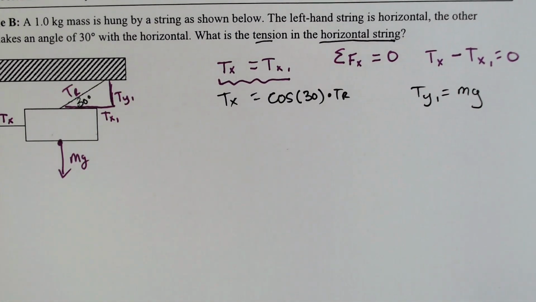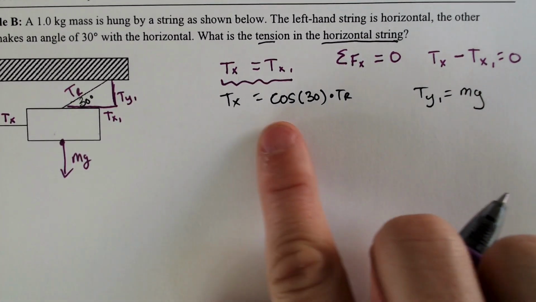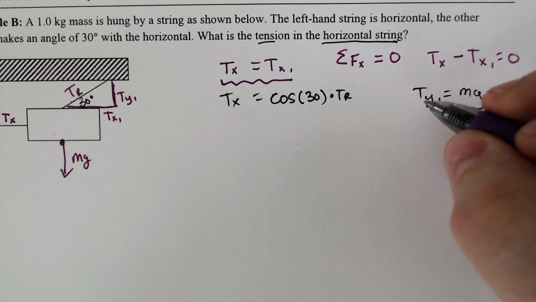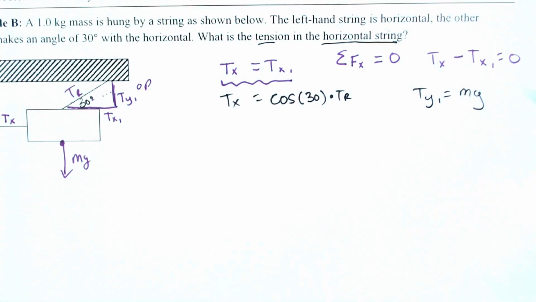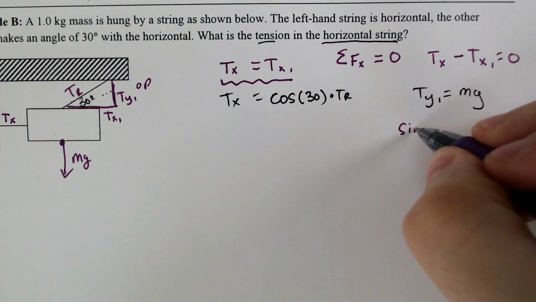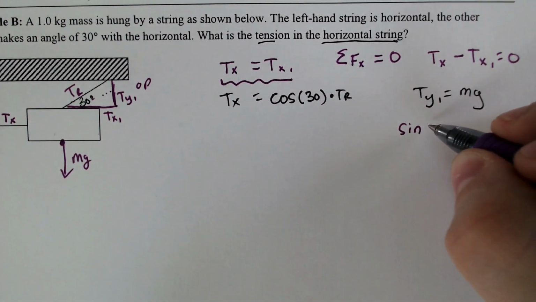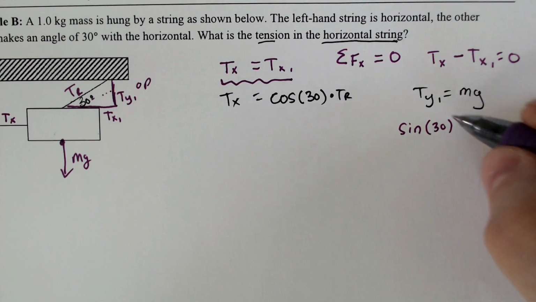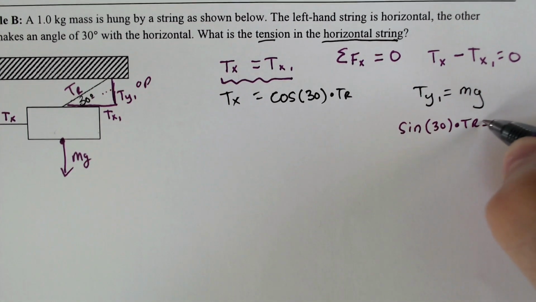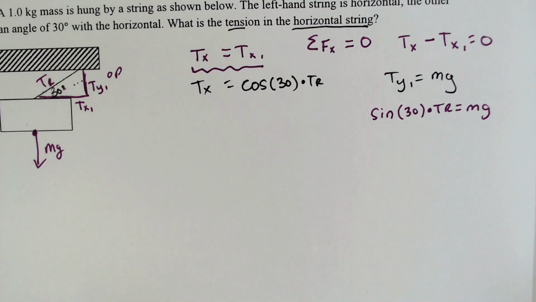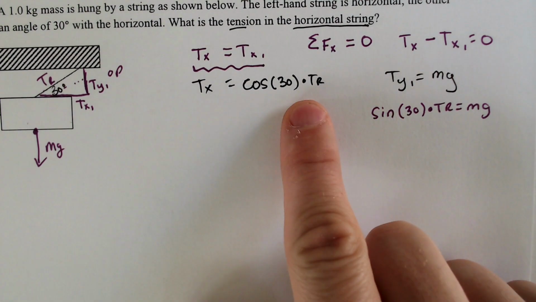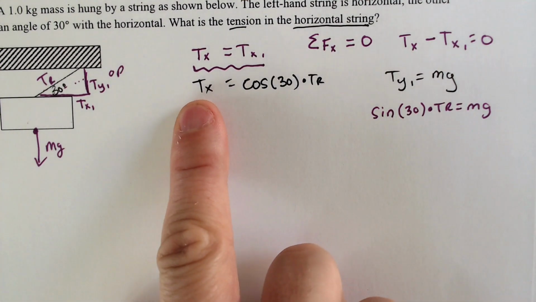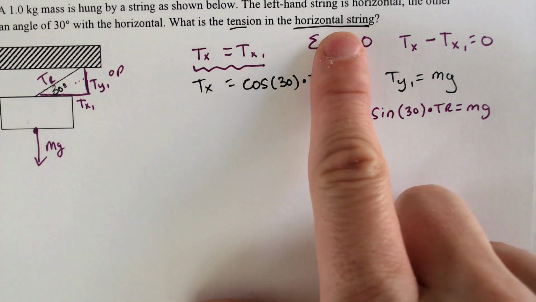Well, what is Ty1? The same type of thing. It would be essentially sine, because it's the opposite of the 30, sine of 30 times Tr would equal mg. Well, let's solve for Tr. If we solve for Tr, then we'll be able to plug in Tr, and then we'd be able to find the tension of the horizontal, which is the main question.